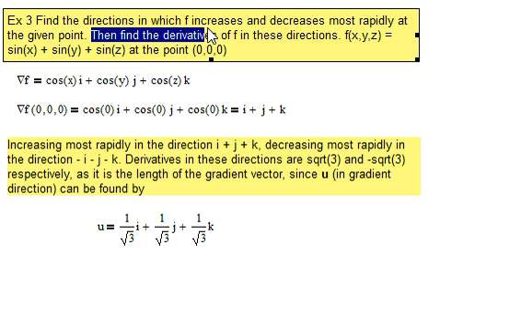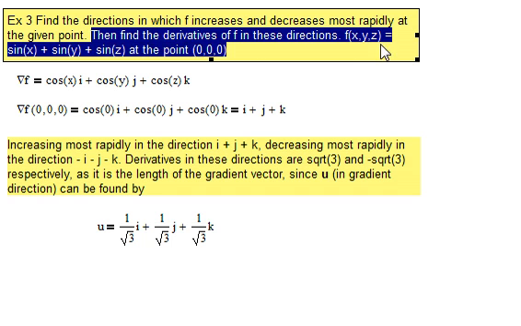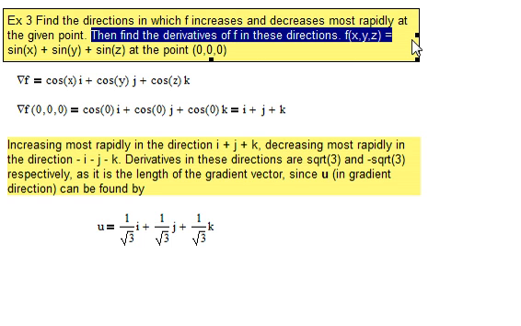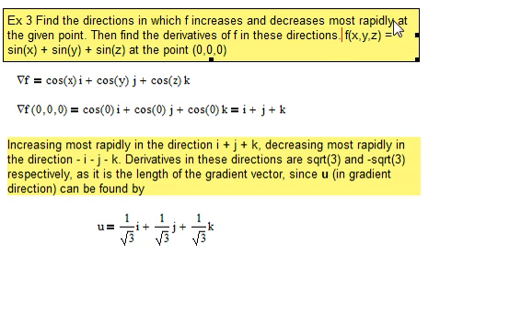And then we're going to find the derivatives of f in these directions, actually in those directions. That's where it increases the most rapidly and decreases the most rapidly. And when we find the directional derivatives, we'll see how much the change is. And so our function f of x, y, z is sine of x plus sine of y plus sine of z, and we're going to look at the point 0, 0, 0 at the origin.